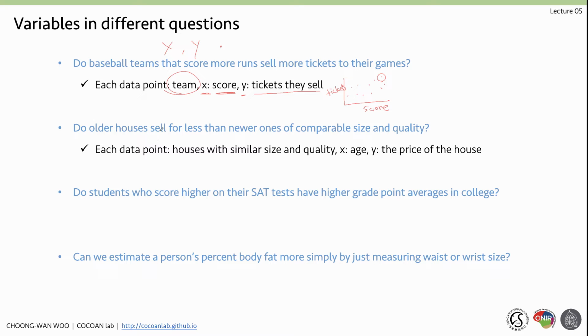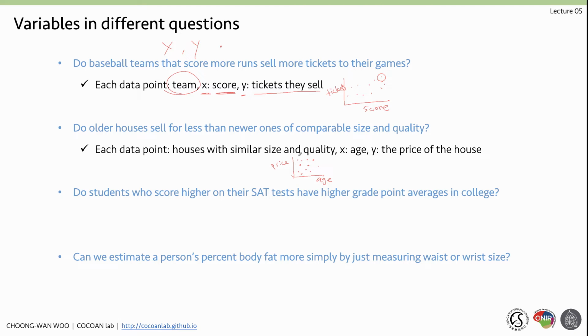Do older houses sell for less than newer ones for comparable size and quality? In this question, each data point should be a house with similar size and quality. And x should be age, and y should be the price of the house. X is age, y should be the price, and you can locate the many houses with a similar size and quality.